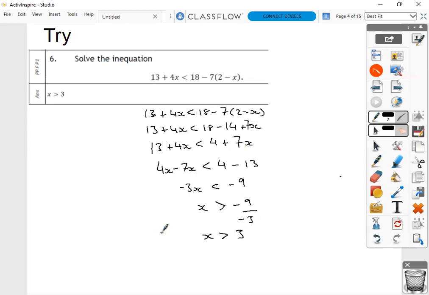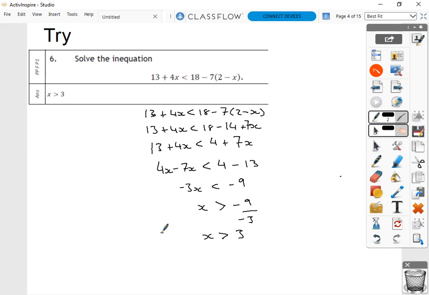Okay, so quite a lot involved in that one. There's quite a lot going on in that line. But nothing changes. We break that bracket up, all our x's go to the left-hand side, all our whole numbers over to the right-hand side. The rule we need to remember is if we are taking a negative over to divide by, we flip that sign around. That's what the inequality question always has involved in it.